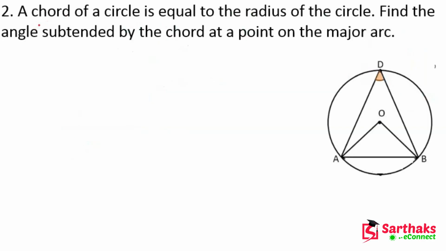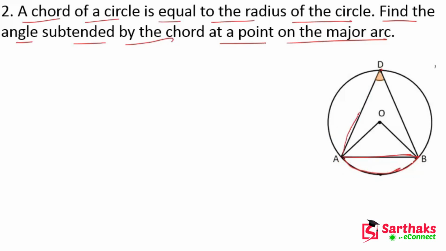Yes, so the next question is: a chord of a circle is equal to the radius of the circle. Find the angle subtended by the chord at a point on the major arc. Let's suppose we have a chord AB. With the help of this chord, let's suppose this is arc AB, and let's suppose this point is D.